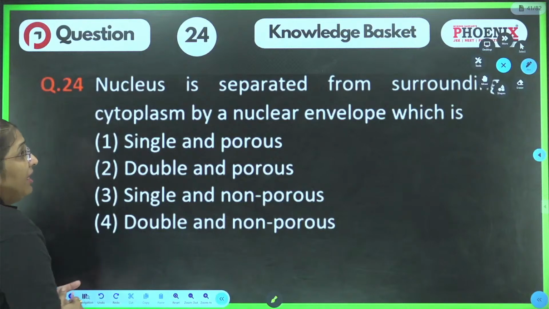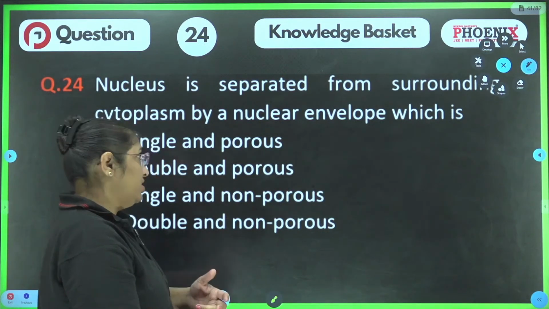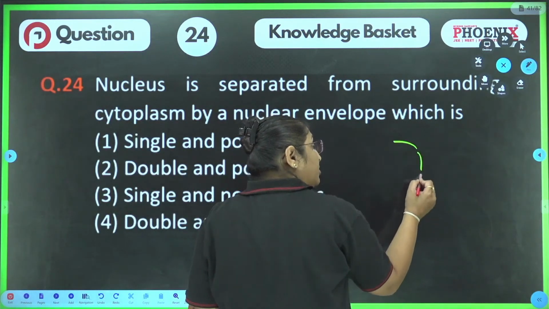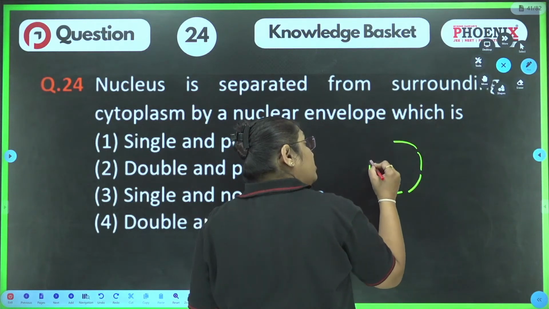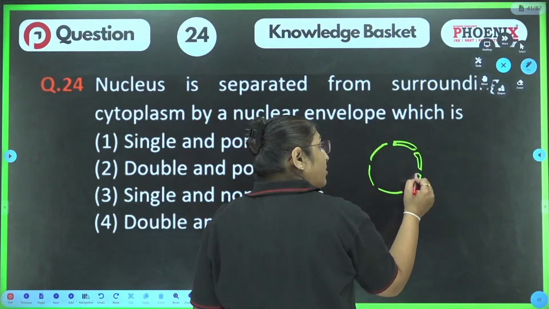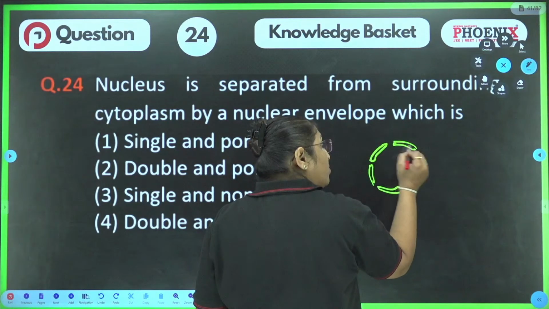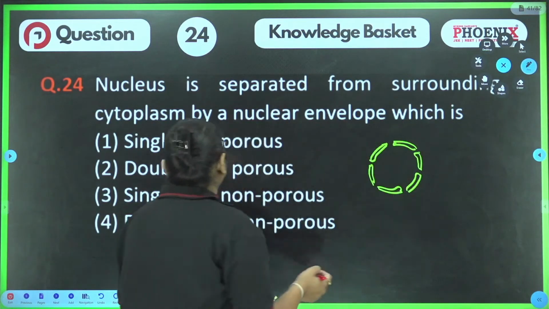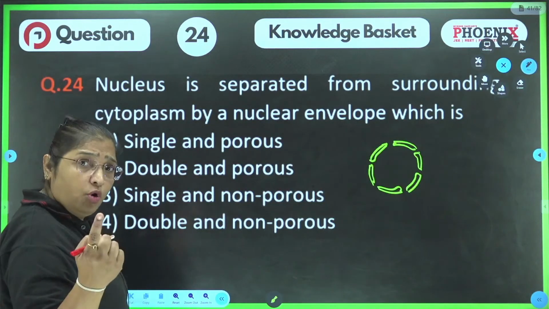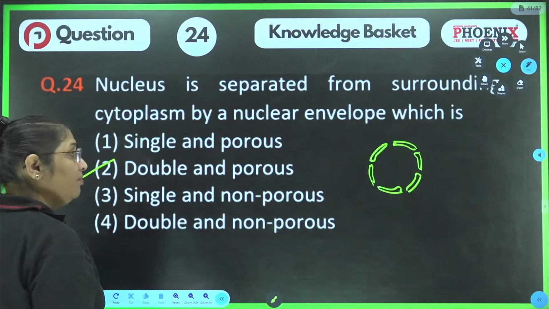Nucleus is separated from surrounding cytoplasm by a nuclear envelope, which is. Now when we studied the nucleus, we studied that it is a double membrane and it contains the nuclear pores. So nuclear pores means it is porous. It is double membrane. So definitely answer is double and porous.